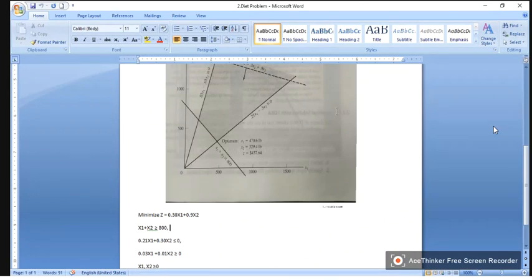Okay. So you forget about this line. Okay. So the solution space is this shaded one. How many intersection points do we have? We have two intersection points. Okay. So at this point, find out z.